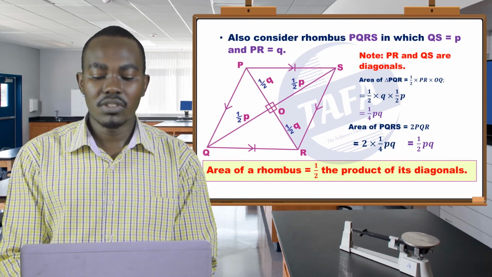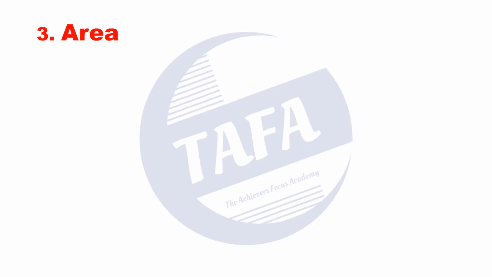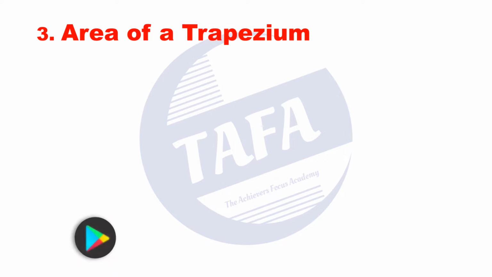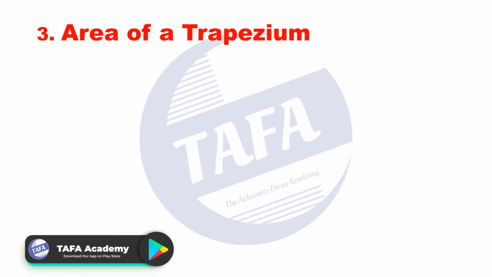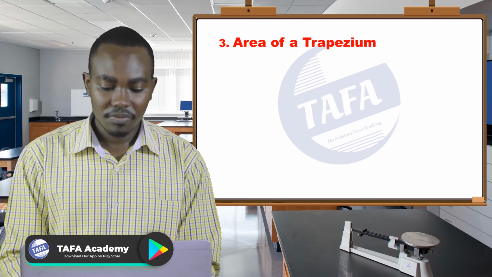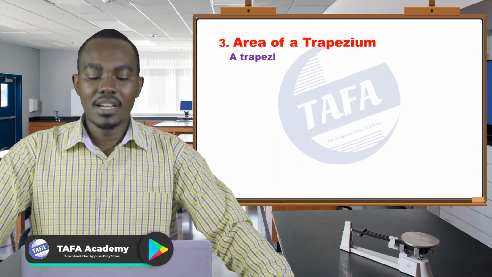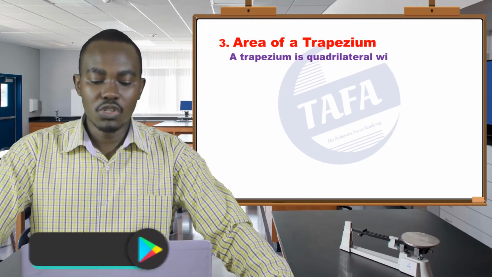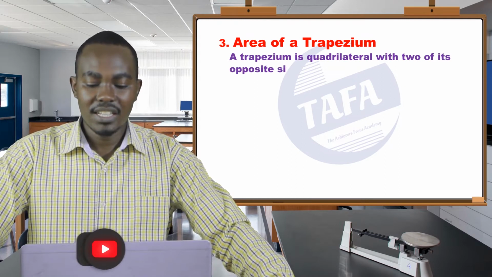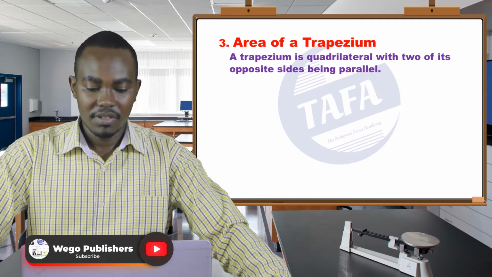Now let us look at area of a trapezium. Trapezium is our next quadrilateral. So a trapezium is a quadrilateral with two of its opposite sides being parallel.